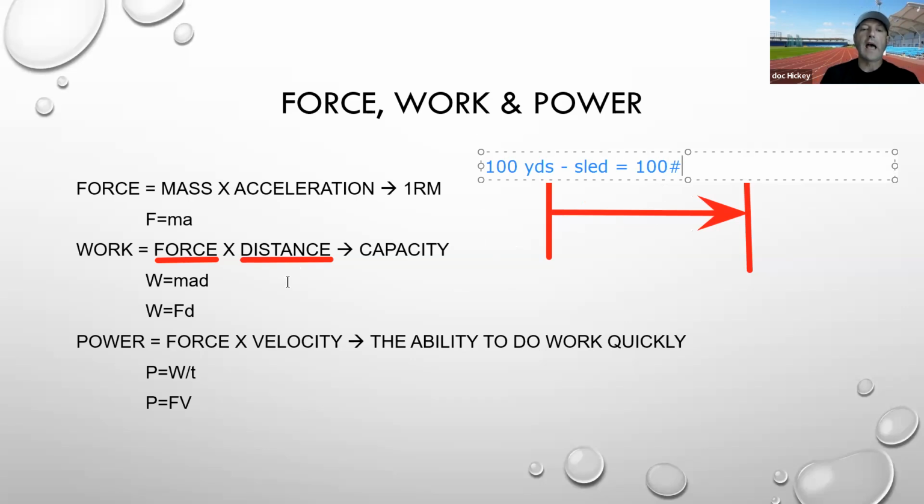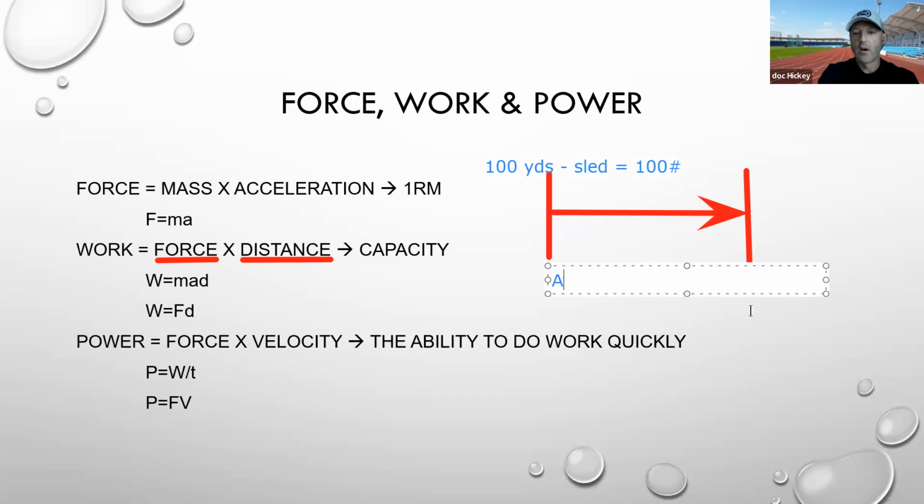The next one we take a look at is power. Now notice, work doesn't give a rip how long it takes you to get this sled from point A to point B. It could take you a minute, it could take you 10 minutes, or it could take you an hour. If you push that sled from A to B, 100 yards, 100 pounds, everybody will do the same amount of work. Athlete 1, it takes them a minute.